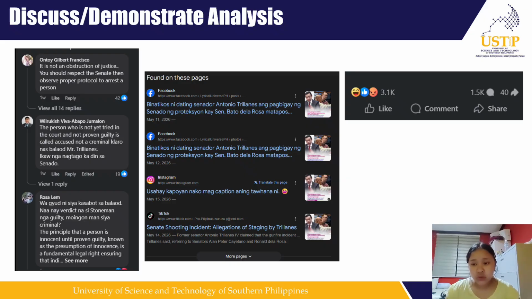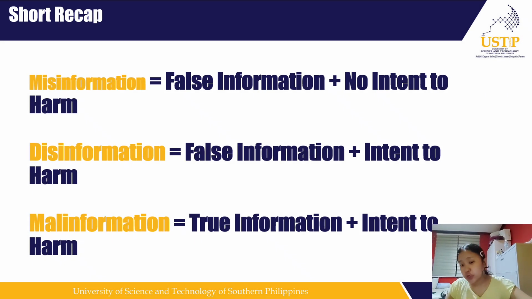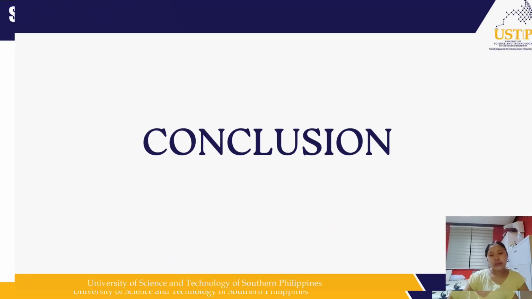Now that leaves us to our short recap on the different types of information disorder. So misinformation is false information plus no intent to harm. And disinformation is false information but now with the intent to harm. And malinformation is true information plus intent to harm. So now let's move on to our conclusion.